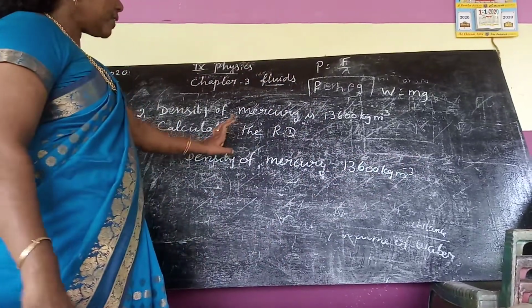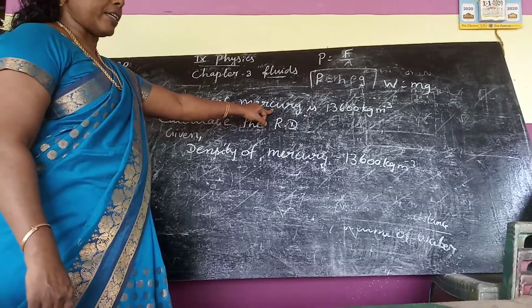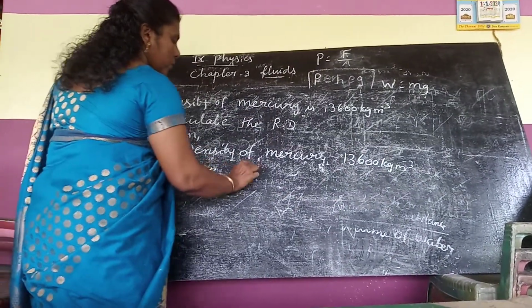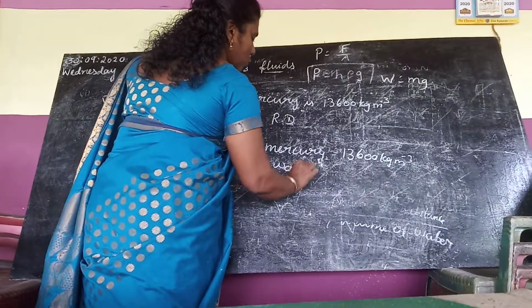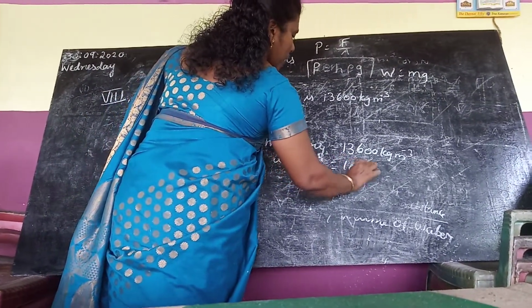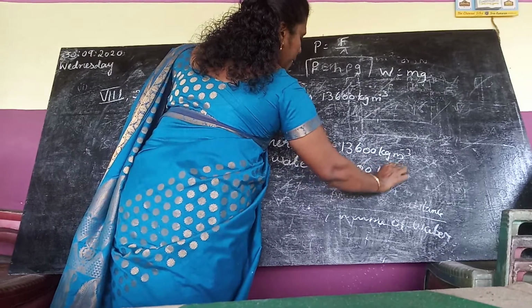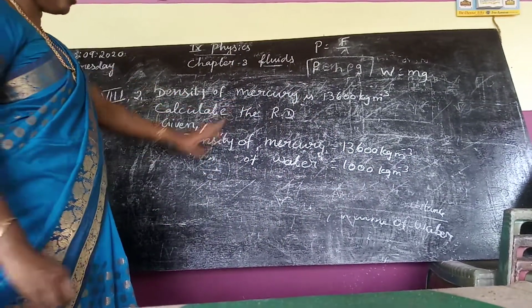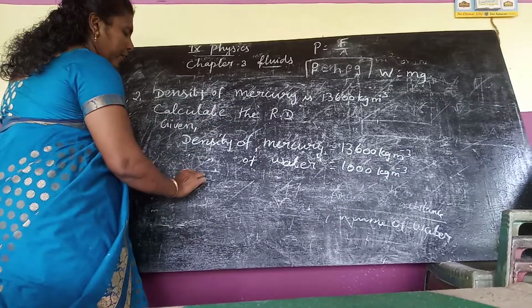Now, the density of water is not given in the question. So, you have to write the density of water. What's the density of water? 1000 kilogram meter power minus 3. Now, you have to find the relative density. What's the formula for relative density?